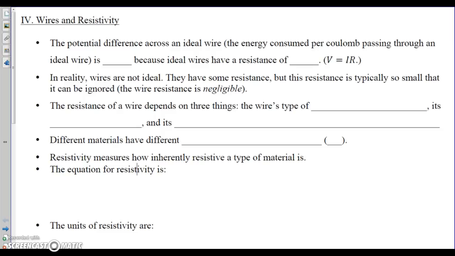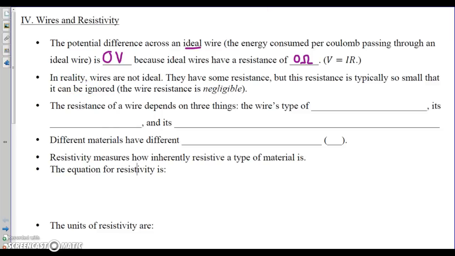When we look at circuits, we say ideal wires do not do anything to the circuit except transport charges from one spot to another. The potential difference across an ideal wire, the energy the wire consumes per coulomb of charge passing through it, is 0 volts, 0 joules per coulomb. The reason is that ideal wires have a resistance of 0 ohms. They don't dissipate energy, they don't supply energy, they just carry the charges.